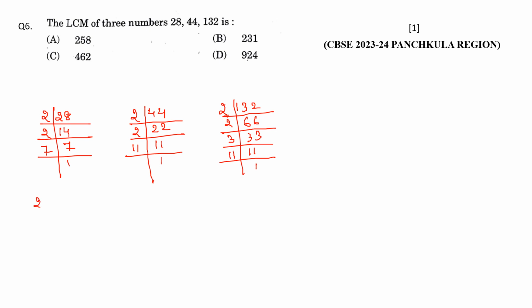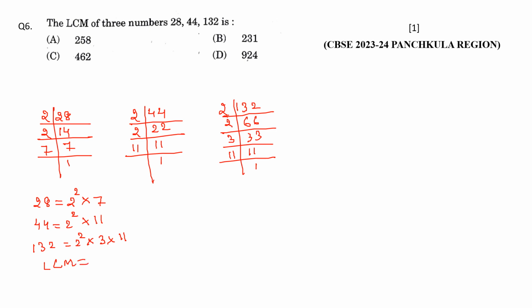So now 28 I can write as 2 into 2 into 7. So 2 into 2 is 2 square into 7. 44 also I can write as 2 square into 11. And 132 I can write as 2 square into 3 into 11. Now I have to find the LCM.